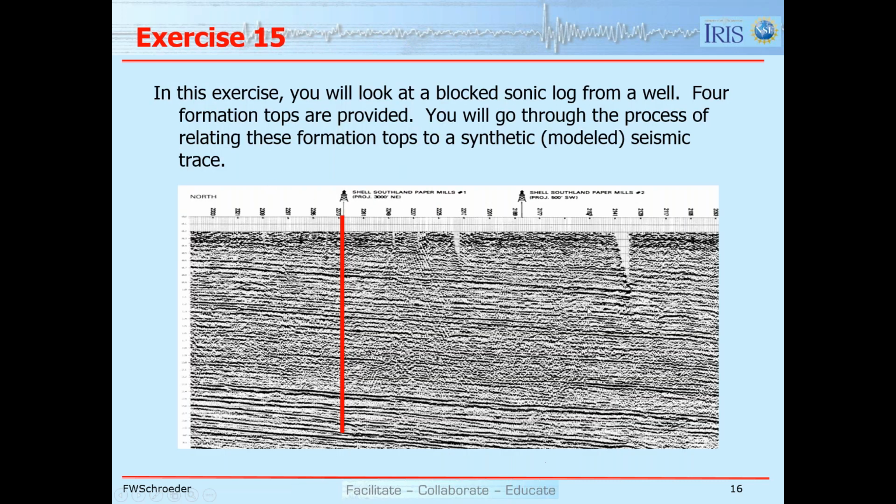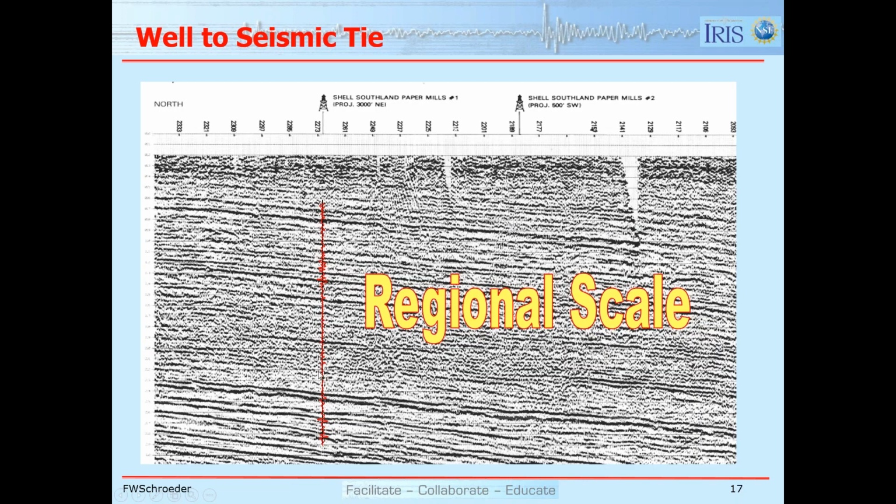So here is the seismic line. This is the well that we were talking about, Southland Paper Mill number 1. It's a pure vertical well. And so we can put our model trace, which is the red, on top of it. Our zone of interest is down there, so let's zoom in on that.